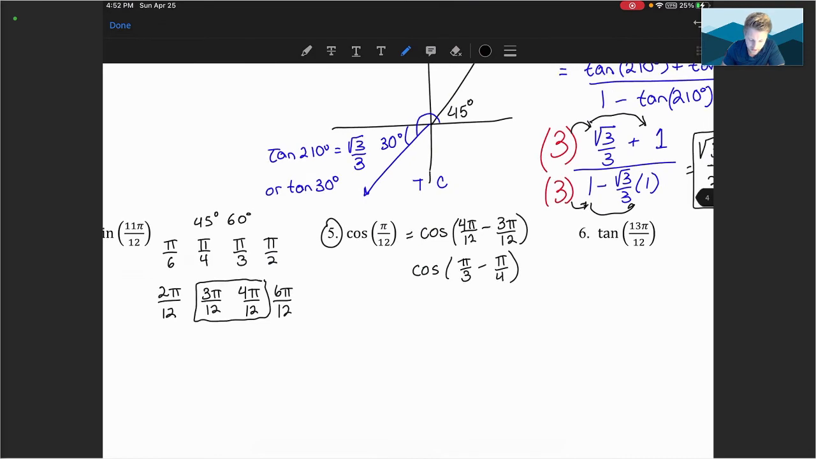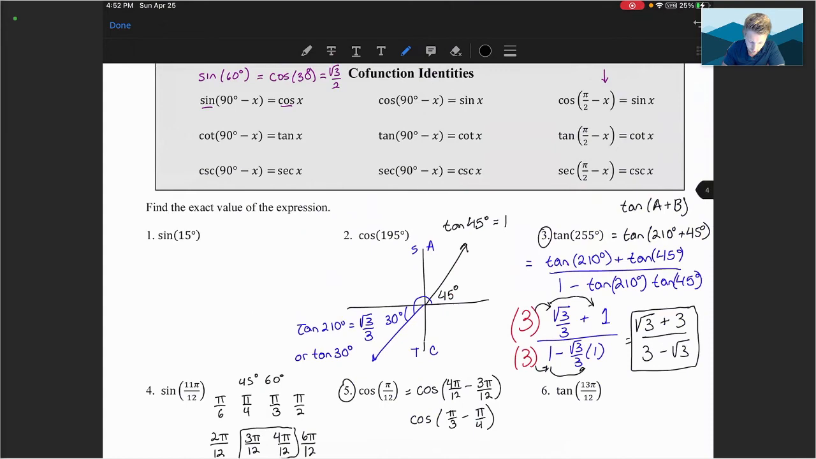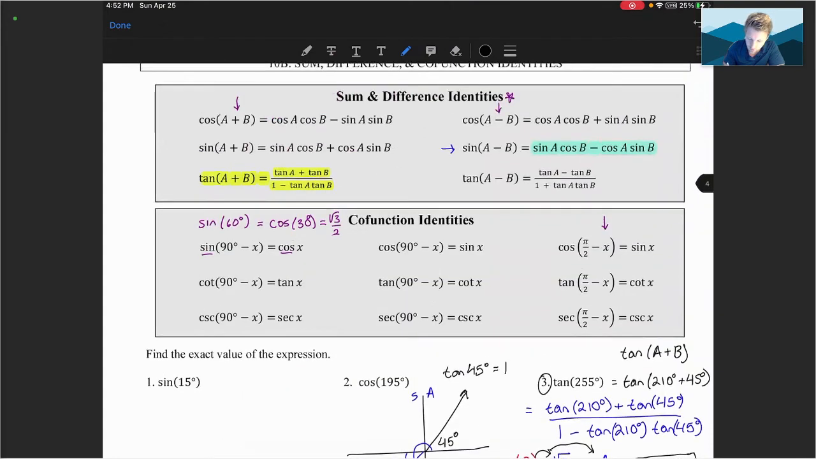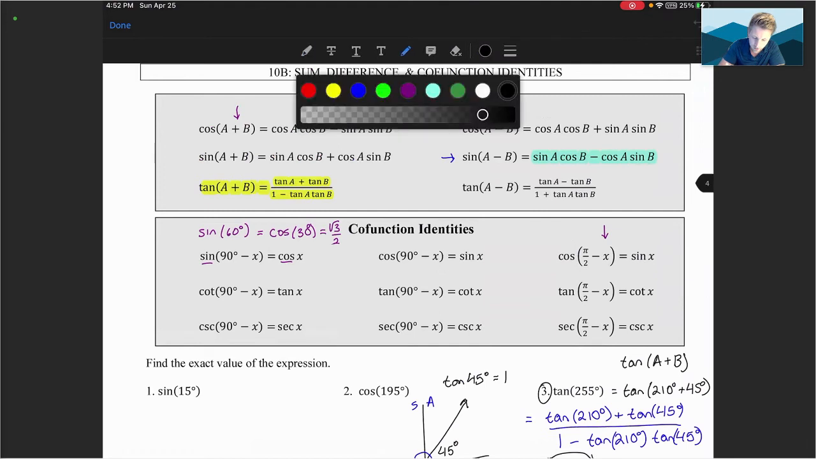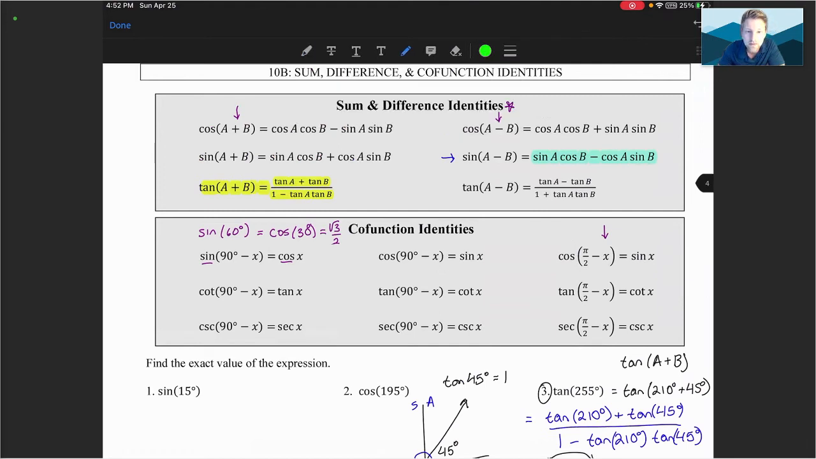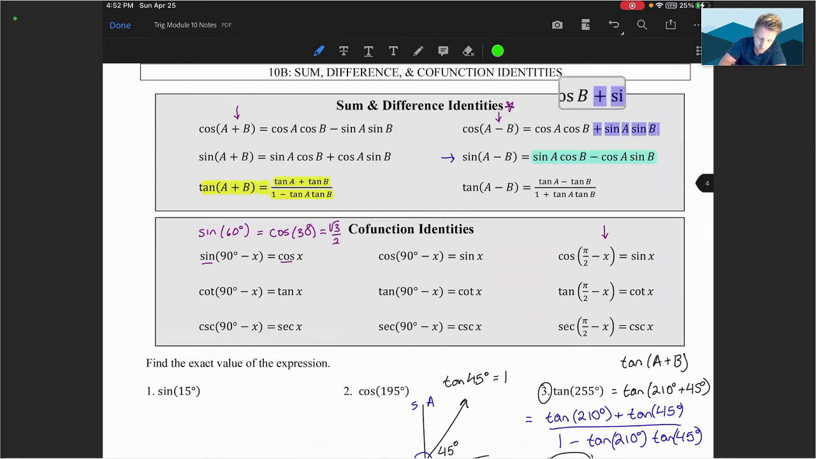So I have my A and my B angle. I'm looking for the difference of cosines in this one. So difference of cosines will come up here to find that equation. And I'll highlight this in the bright green. The difference of cosines is the first on the top of the right. So let's highlight that one. Difference of cosines is going to go cosine A, cosine B, plus sine A, sine B. So let's do that combination.